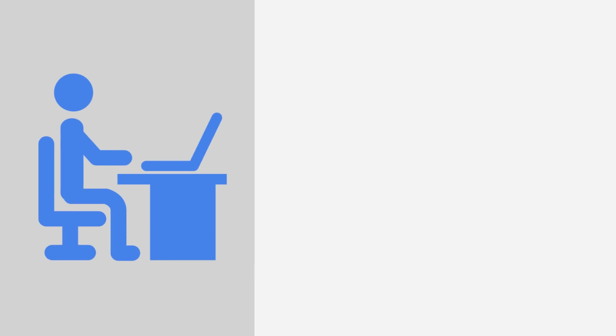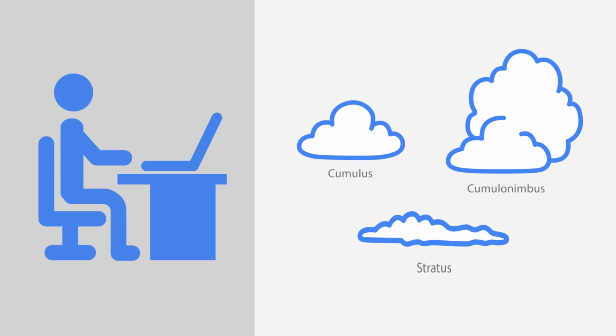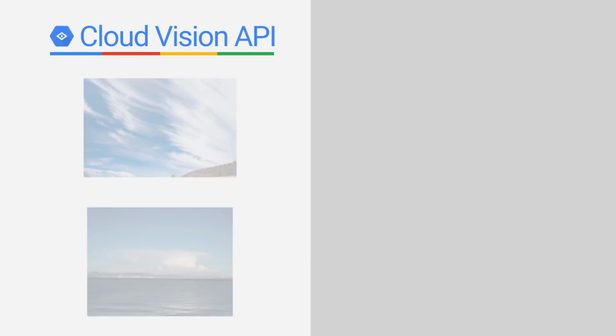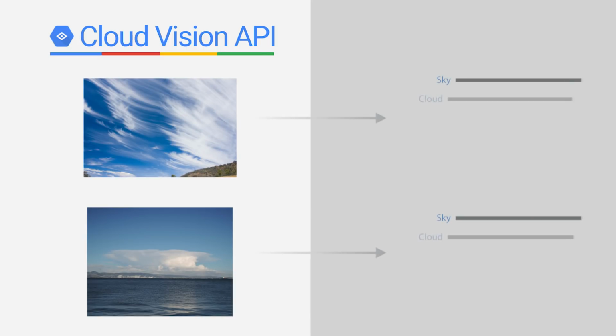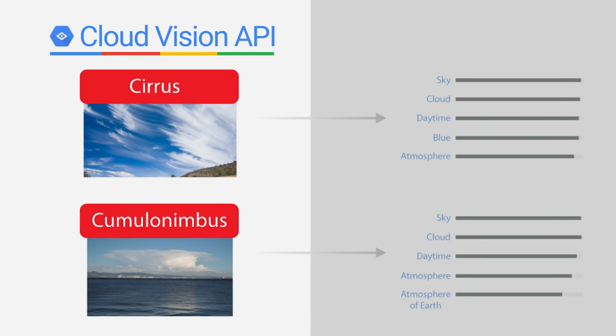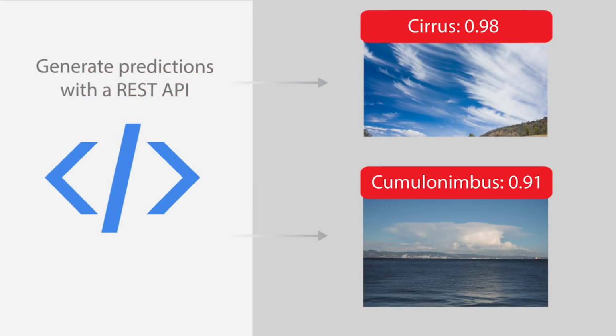Let's say you're a meteorologist and want to train a model to identify different types of clouds, like cumulus, cumulonimbus, or stratus, to predict upcoming weather patterns or flight plans. If you tried this with the Vision API, here are the labels you'd get back. It wasn't trained specifically to identify different types of clouds. What if you want to train a model to classify images specific to your dataset without writing model code?